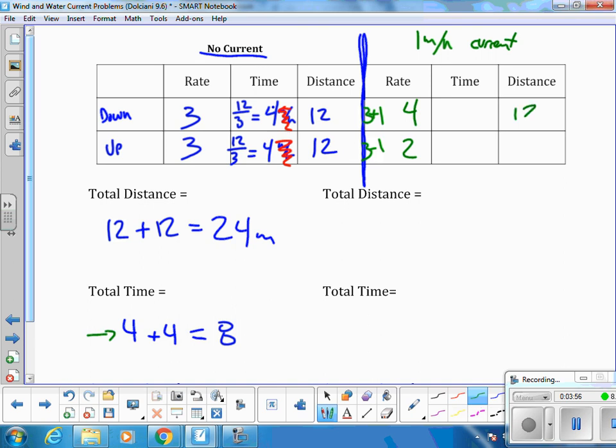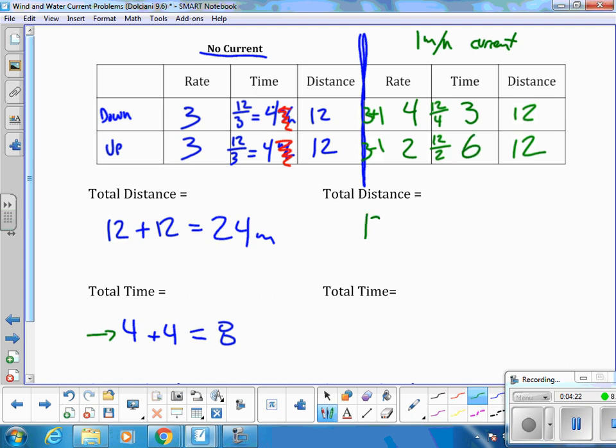My distance is the same. I'm still traveling the same river, but it just has a current involved in it. To figure out my time, I need to take my distance and divide it by my rate. So 12 divided by 4 is going to be 3. That's how much time it's taken me. I'm going to do the same thing for the second one. It's still the 12, but my rate changes. It's no longer 3, but it is 2. I divide that out, and I get 6.